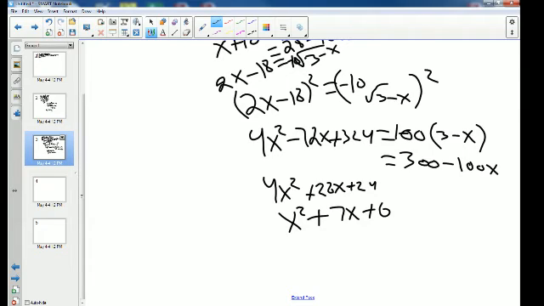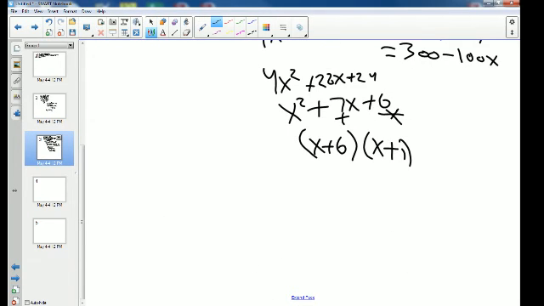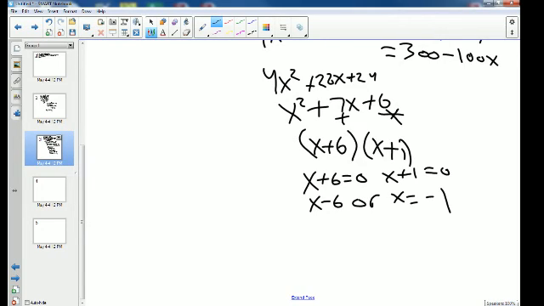From there, you want to factor further into two terms, and what two numbers multiply to 6 but add to 7. So what you'll get is x plus 6 and x plus 1. From here, you solve for zeros. So x plus 6 equals 0. Subtract the 6. x equals negative 6. Or x equals negative 1. But unfortunately, you are not done because you have to verify your answer much like you did in the other problem.